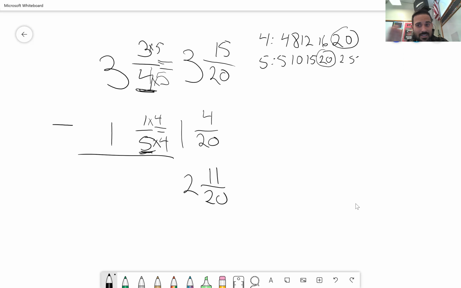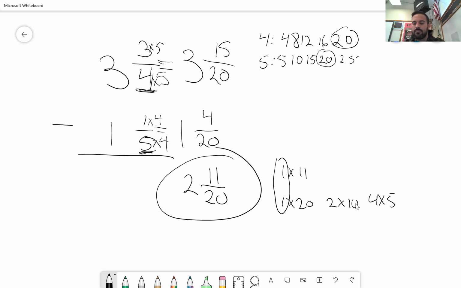Now, before I say this is my final answer, let me double check and see if it simplifies. How do I simplify? I list the factors of my numerator and the factors of my denominator. What gives me 11? Only 1 times 11. Now let's see what gives me 20. Obviously 1 times 20, 2 times 10, 4 times 5. What numbers do they have in common? Specifically the greatest common factor, and the greatest would be 1. If it's only 1, that means it's already simplified. So that is our final answer.